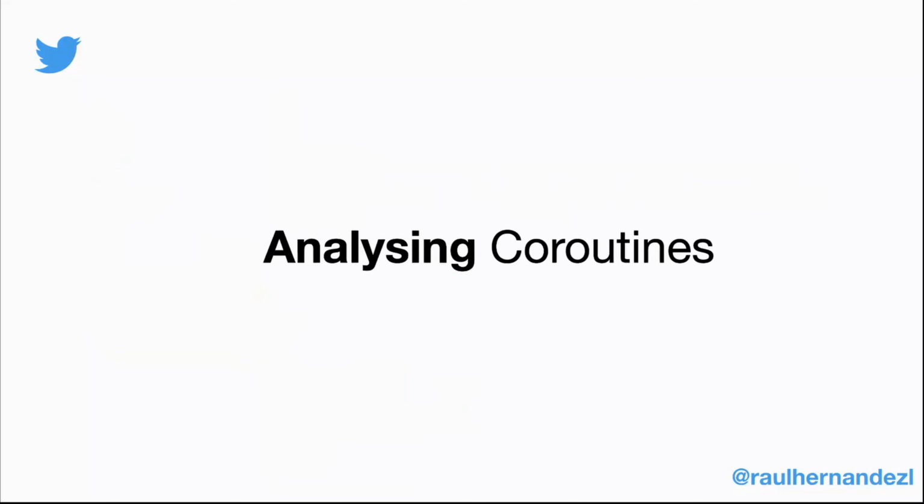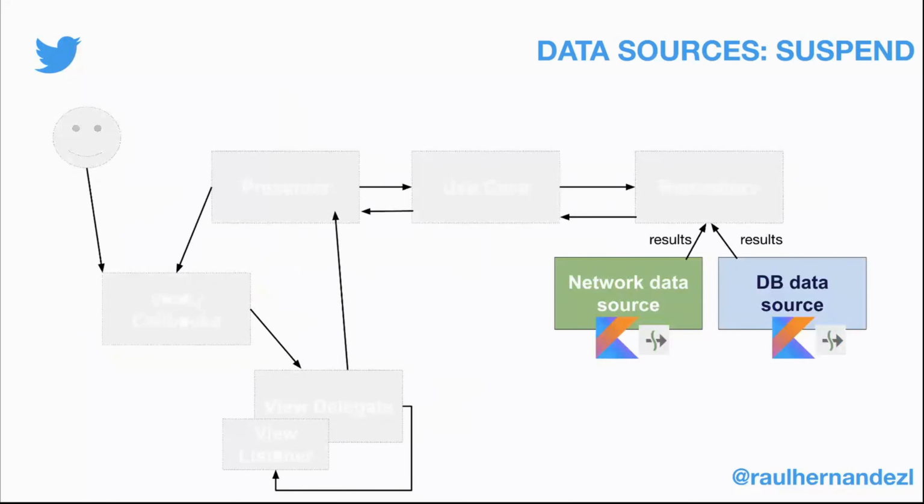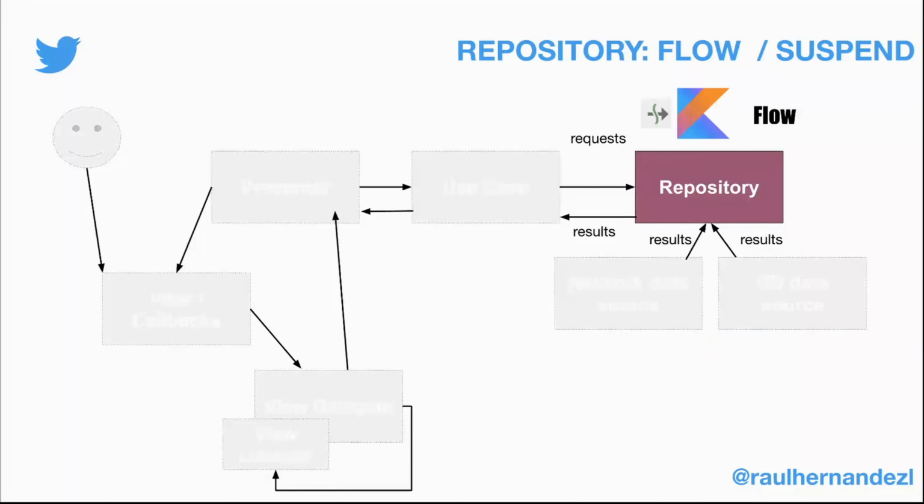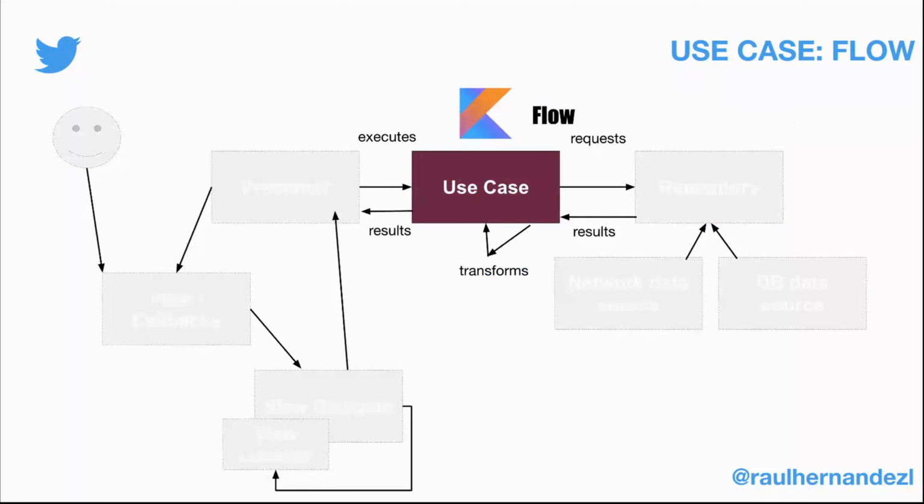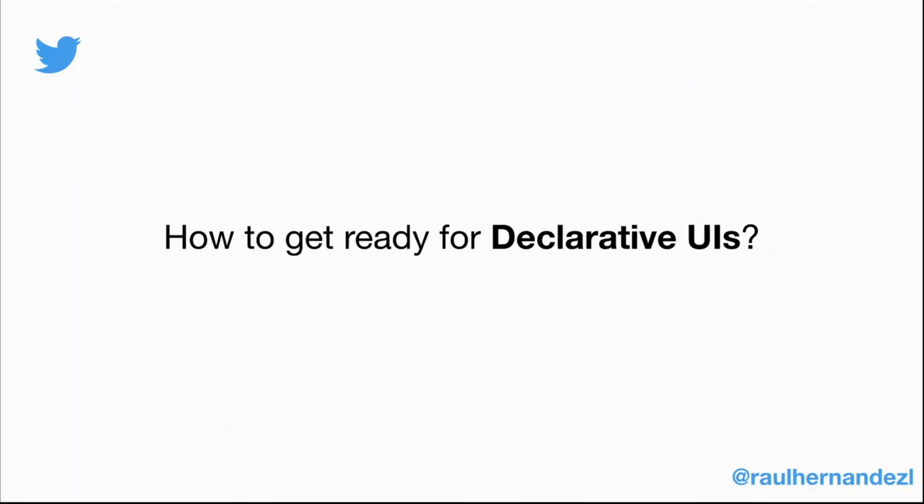But now let's see what different coroutines we have in there. For instance, I have the network data source and the database data source that are going to give me some results as suspend functions, because for me they are one-shot operations only. Then the repository, which is going to be emitting different flows, those results are going to be passed back to the next layer. The use case is basically going to be collecting those flows and then doing whatever needs to be done. And that's basically it. But how do we get ready for declarative UIs, which is probably the main question that we are trying to figure out today?